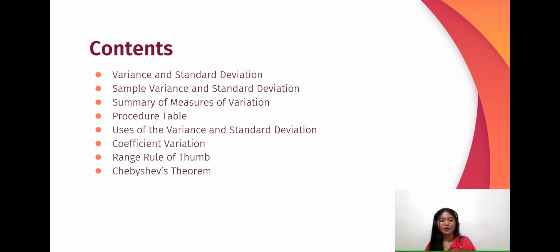So, good day everyone, and I am here to report my assigned topics that were all about variance and standard deviation, sample variance and standard deviation, summary of measures of variation, procedure table, uses of the variance and standard deviation, coefficient of variation, range rule of thumb, and lastly, Chebyshev's theorem.